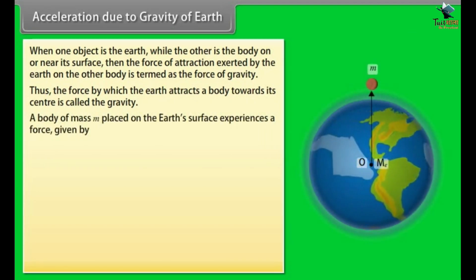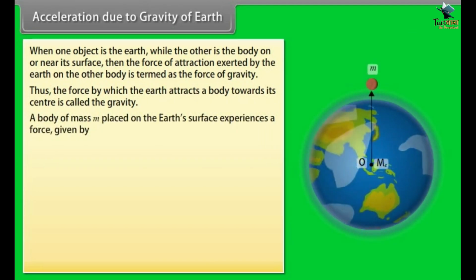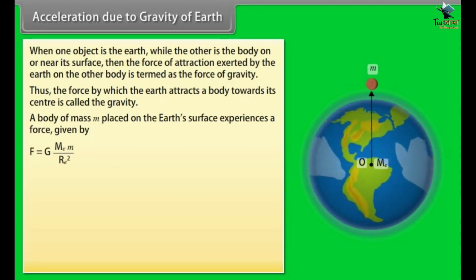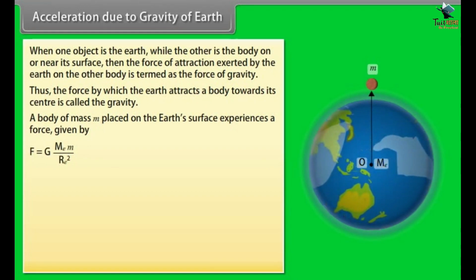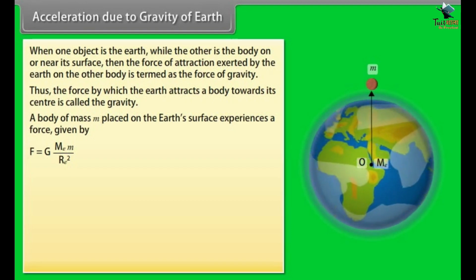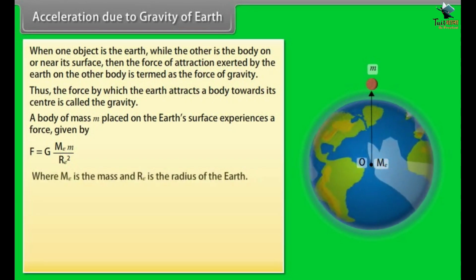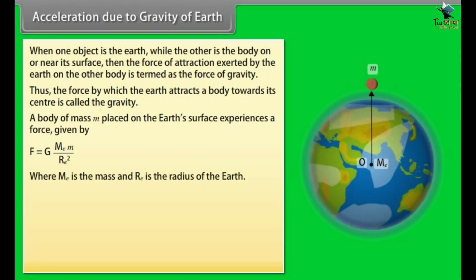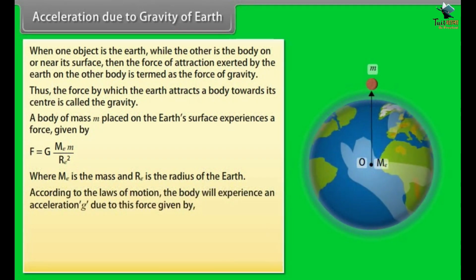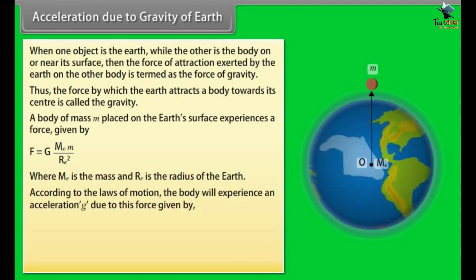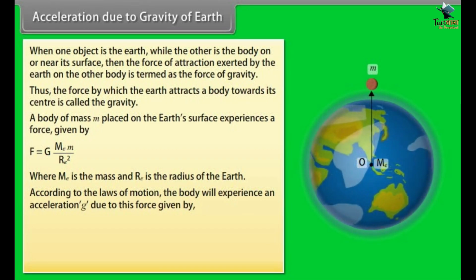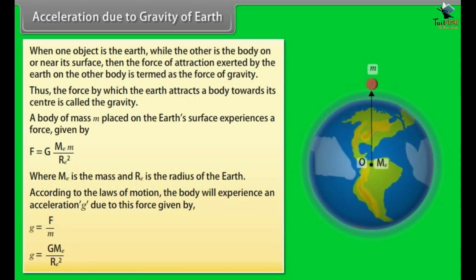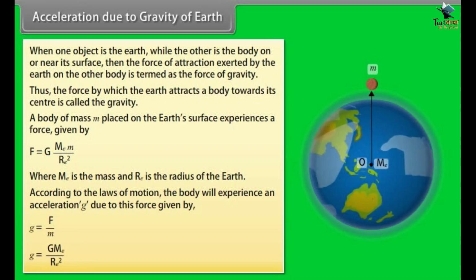A body of mass m placed on the Earth's surface experiences a force given by F is equal to G into Me m upon Re squared, where m is the mass and Re is the radius of the Earth. According to the laws of motion, the body will experience an acceleration g due to this force, given by g is equal to G into Me divided by Re squared.